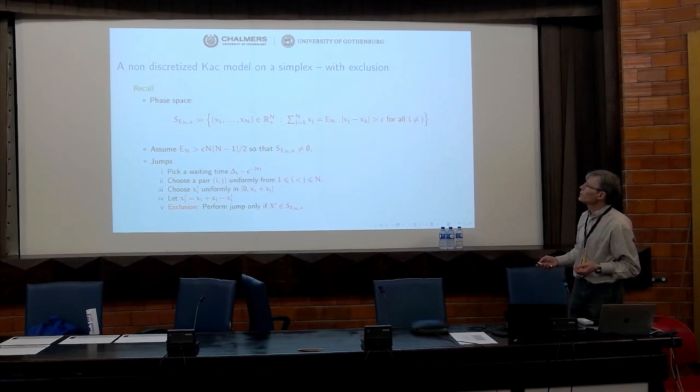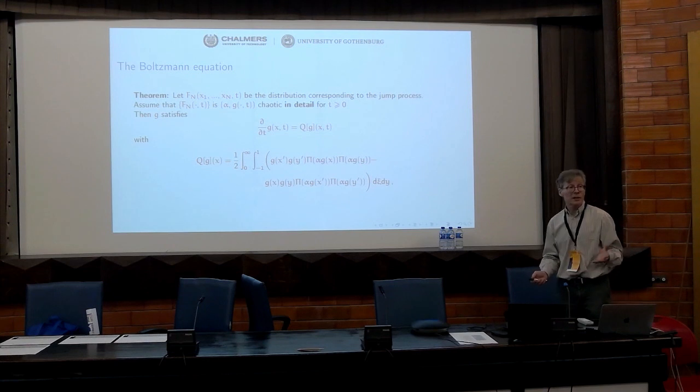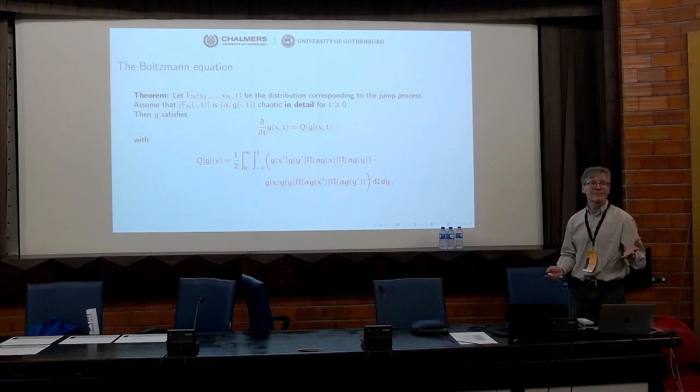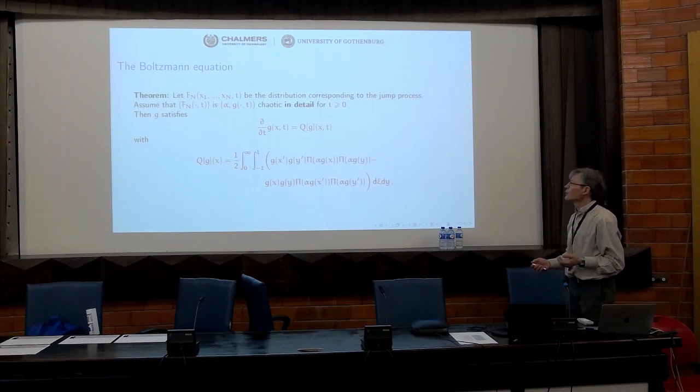Now here is the equation again. You had the phase space for n particles and the jump process, and exclusion means performing jumps only if the position afterwards belongs to this space. You then get the Boltzmann equation. Formally, you write it down, and it looks like the usual Boltzmann equation.